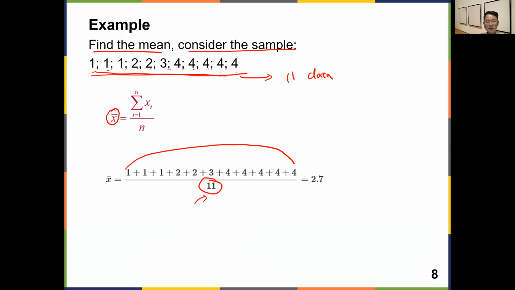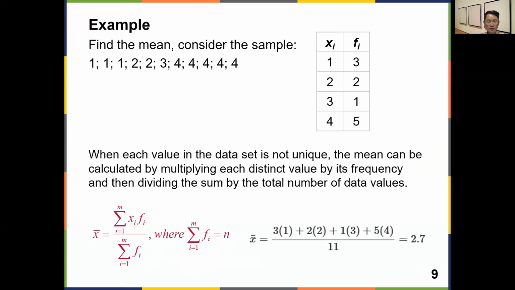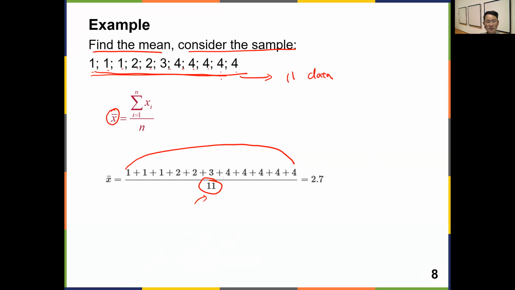Okay. Let's move on to the next one. Find the mean. Consider the following sample. Wait a minute, isn't that the same question? Yes, it's the same question, same as this one right there. This is the exact same data.